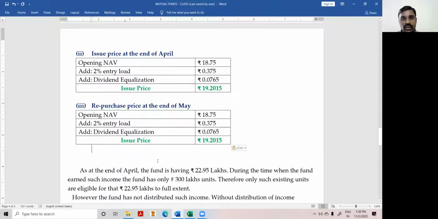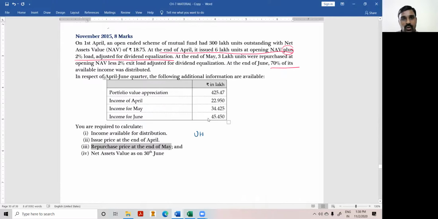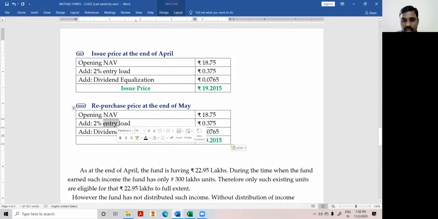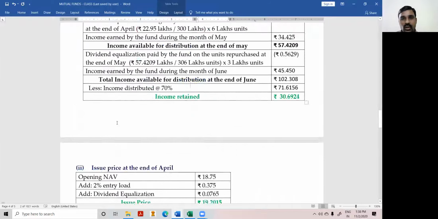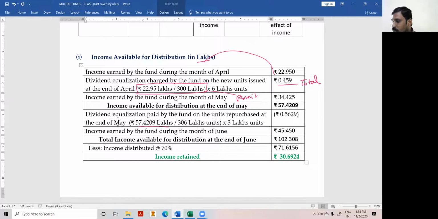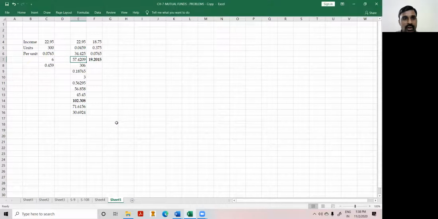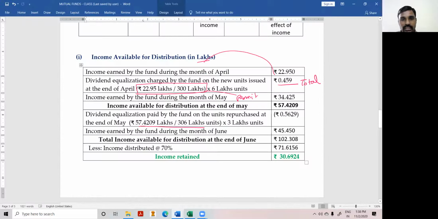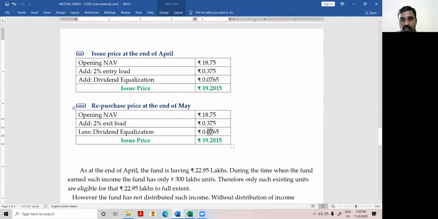Okay, right. Next, what is the point? 18.75 is there. 2% exit load, both will be charged. Next, less dividend equalization. How much is that per unit? 57.4209 divided by 306 is 0.1876. This is deducted.